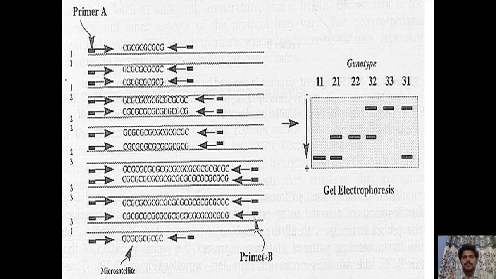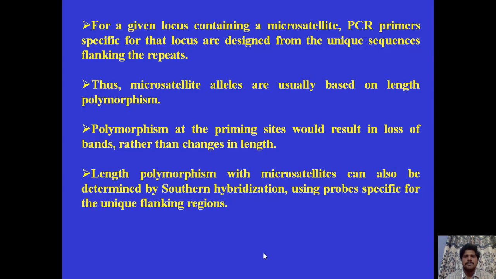If you observe this, different repeat sequences are observed, and when they are subjected to gel electrophoresis, you see the variation in the bands. For a given locus containing a microsatellite, PCR primers specific for that locus are designed from unique sequences flanking the repeats. Thus, microsatellite alleles are usually based on length polymorphism. The polymorphism at the priming sites would result in loss of the bands rather than change in the length. So, length polymorphism with microsatellites can also be determined using Southern hybridization using probes specific for unique flanking regions.